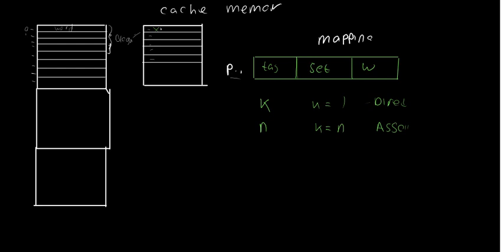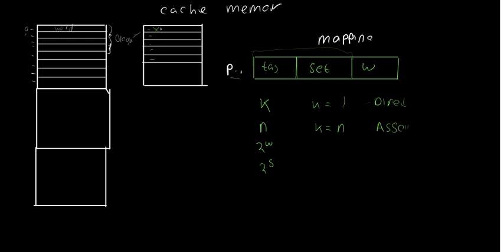A few things to note here: first of all, our line size stays 2 to the power w. Our number of blocks is of course 2 to the power s, so the number of blocks does stay maintained. Then we have our number of sets, and then lines.